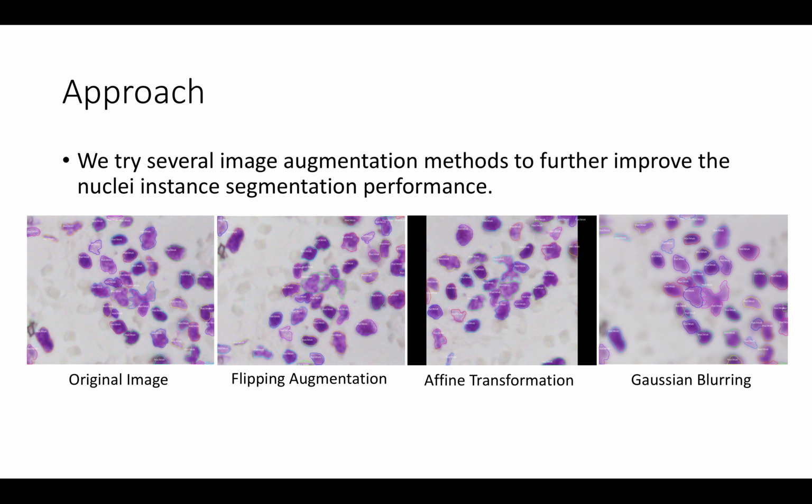In addition, we tried several image augmentation techniques to further improve the performance. One example is shown in the figure below. Based on the original image, we can do some flipping augmentation such as horizontal and vertical flipping, some affine transformations with different degrees, and also Gaussian blurring on the original image.